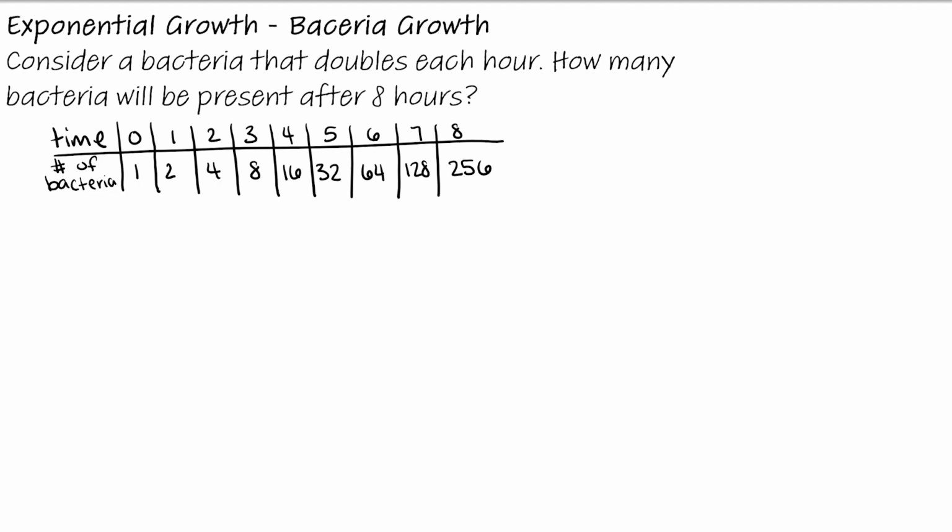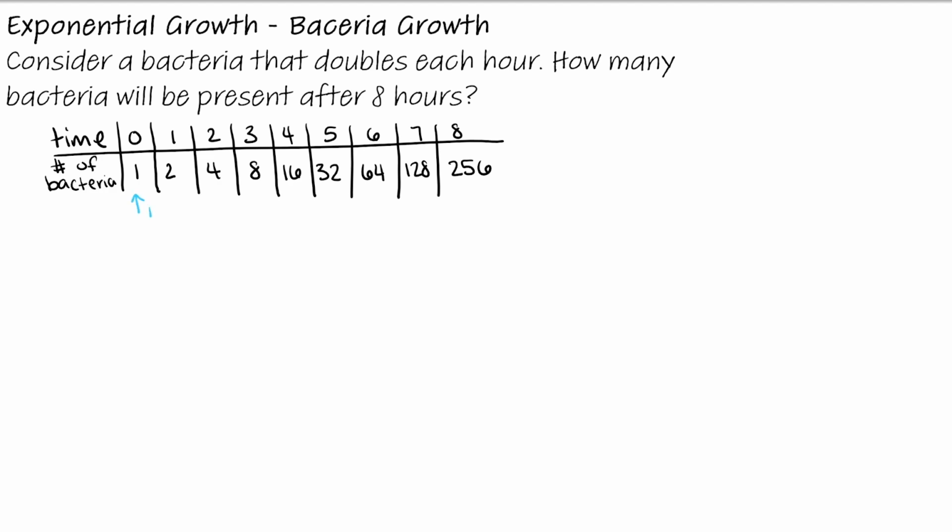But how could we find this faster without having to create this table? Or how can we figure out how much bacteria is present after 100 hours, after 1,000 hours, after whatever amount of time that we want to find? This is where our formula becomes really helpful.